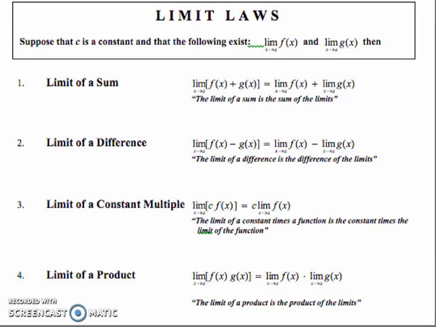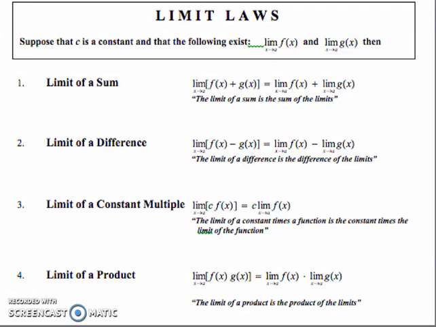This is Pre-Calculus section 12.2 notes. We're going to start by taking a look at our limit laws sheet that you were given in class. And this is just a listing of all of the different limit laws that we're going to be using in the next two sections. So we're going to say, suppose that c is a constant and that the following exist.